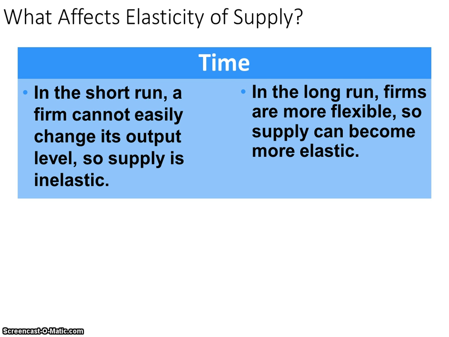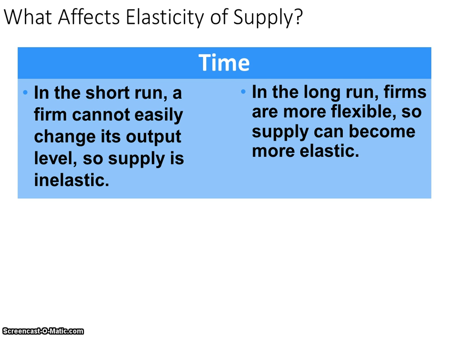In the long run, firms are more flexible. So supply can become elastic over time. If those goods are in demand and people are willing to pay more for them, suppliers will be able to respond in the long run because they have time to hire workers. They have time to order more supplies. They have time to get more equipment to produce more of their goods.